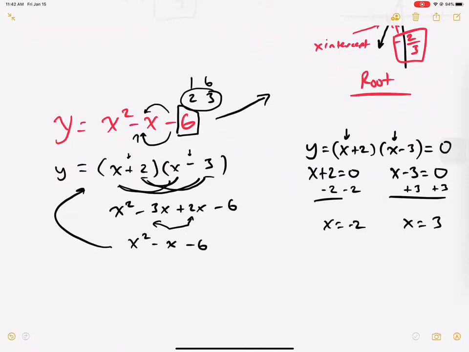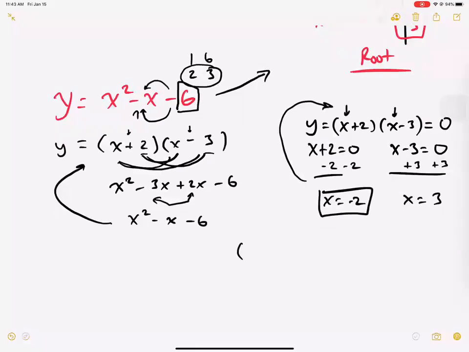Now, just to verify this, my claim is that x plus 2 is going to make the function go to 0. That's my claim. Now, in the factored form, it looks obviously true. X plus 2, if I plug in negative 2, that's going to be 0. And 0 times anything else is going to be 0. But let's see, is this true in the original equation? If I plug it back in here, is negative 2 squared minus negative 2 minus 6 going to become 0? Doesn't look like it. Let's go ahead and try it.